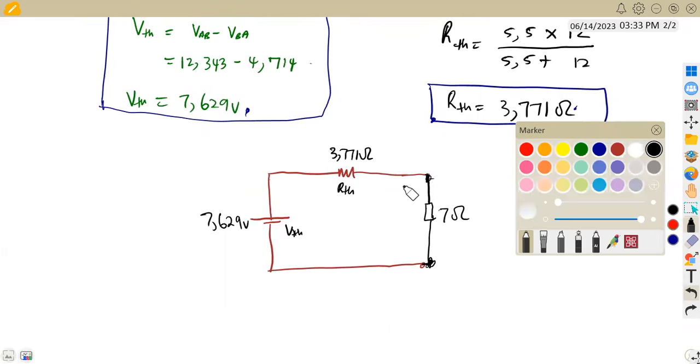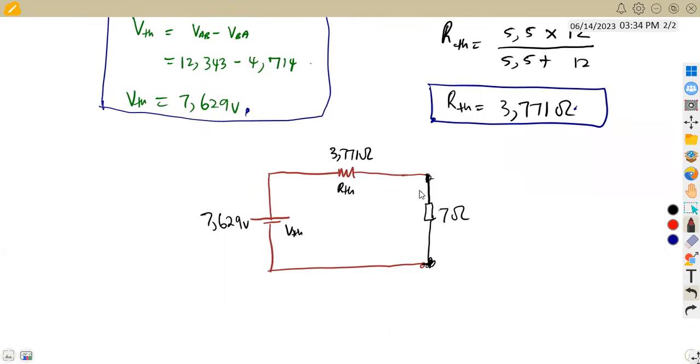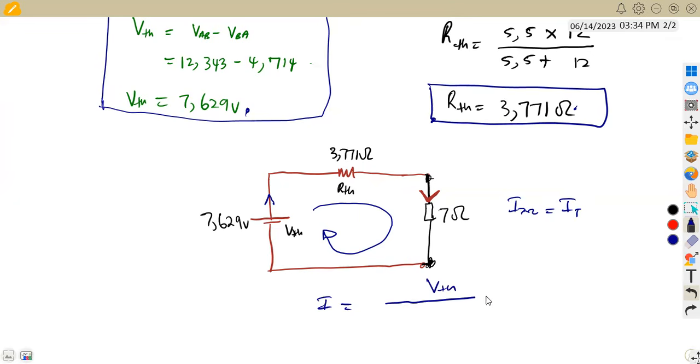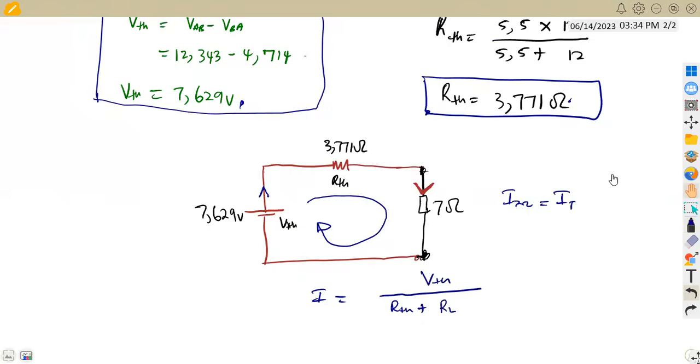So the question is to calculate the current flowing through the 7 ohm resistor. But as you can see, the current flowing through the 7 ohm resistor is the same as the current flowing from this point, which is the supply current, because this is a series circuit. The current here is the same. So meaning to say the current through the 7 ohm resistor is equal to the total current in this case. So we can calculate the total current from the voltage VTH over the total resistance. Our resistance is RTH plus the load resistor, the one that we removed, which is RL. So this will be our formula to calculate that current.